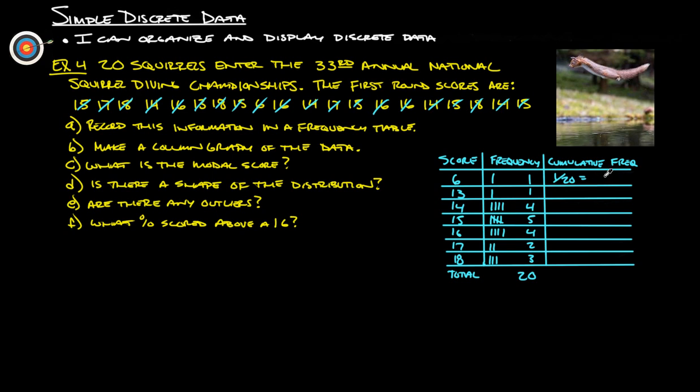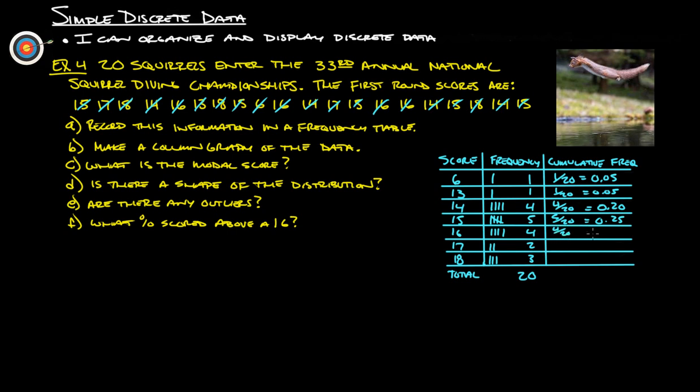So that would be, let's just do this. No, let's do the decimal. It's probably better that way. 0.05. This is 1 out of 20. 0.05. 4 out of 20, which is 0.20. 5 out of 20. 0.25.